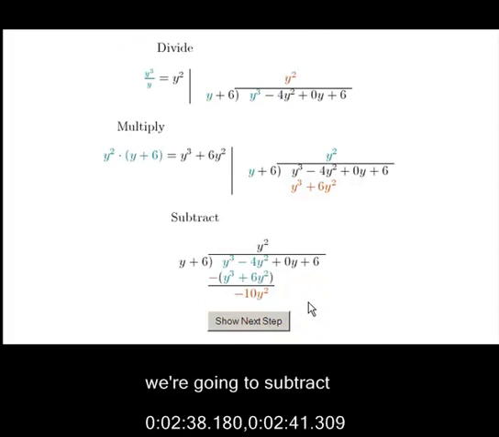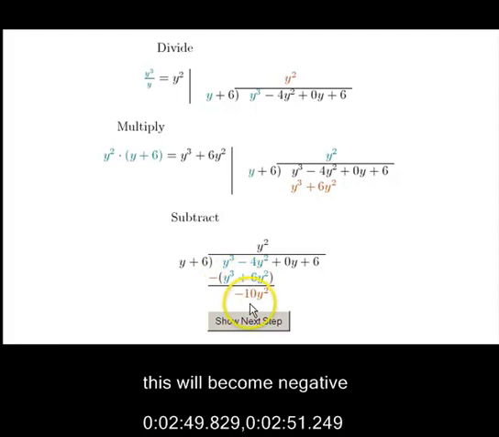Now we are going to subtract this from the dividend, and so these will cancel. This will become negative, and we will have negative 10y squared.